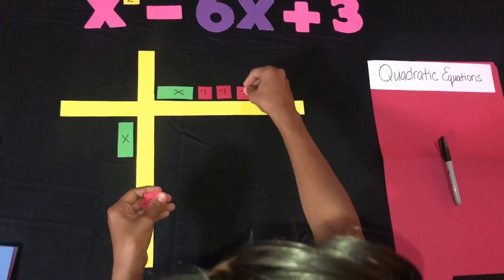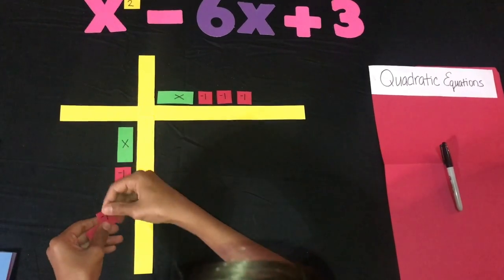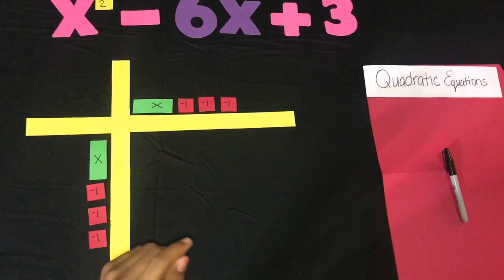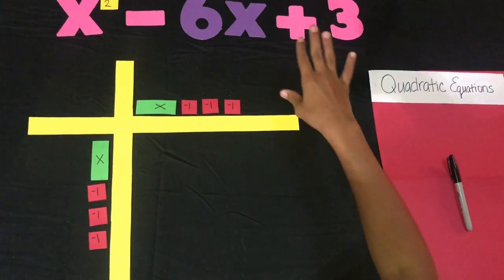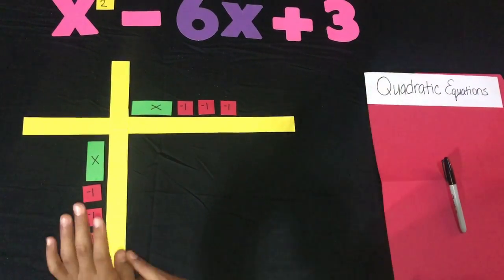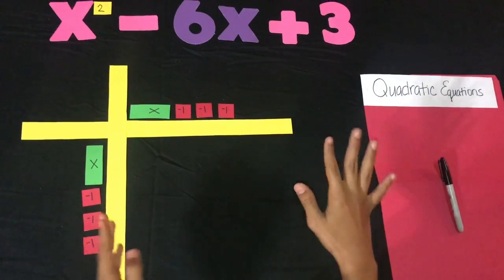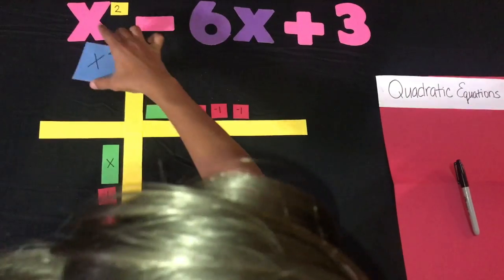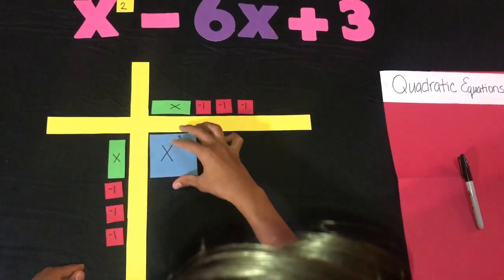So 1, 2, 3. 1, 2, 3. Okay, now that we have that, as you guys can see, I was probably like, okay, so maybe you can do something with the plus 3. No, we're going to leave that. We're going to come back to that. Don't worry. But we're going to bring this x squared, as you guys can see, right there.